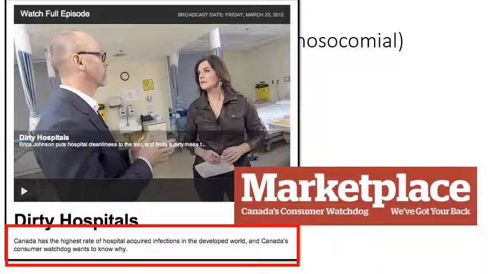And they also discovered this statistic down here I want to draw to your attention. Canada has the highest hospital-acquired infection rate in the developed world, right? So Canada has the highest number of nosocomial infections in the developed world. That's a disgrace. That's an embarrassment to Canada.